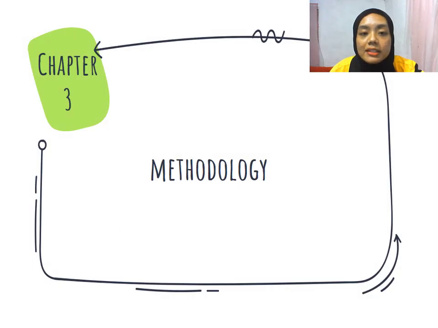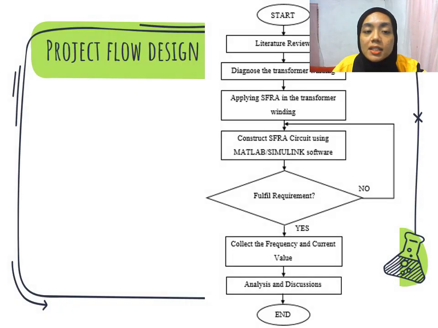Next, for the methodology, this is the project flow design that we need to consider to complete the project. Firstly, we start with the literature review. Next, we diagnose the transformer winding by applying SFRA to the transformer winding. Next, we construct the SFRA circuit using MATLAB or SIMULI software. Then, we test the circuit to see whether it fulfills the requirements or not, and after that we collect the frequency and current values for further analysis and discussion.